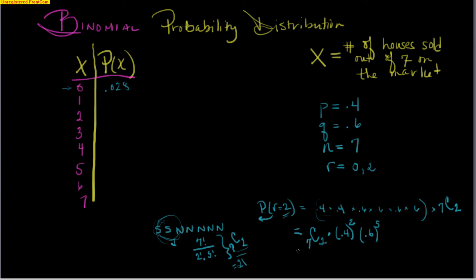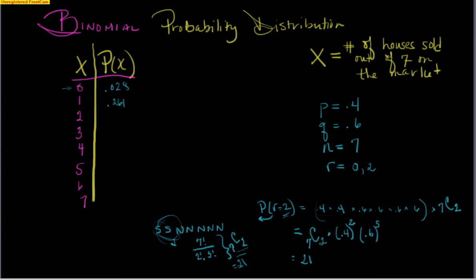And if you work all that out, this is going to equal that 21. You just do it on your calculator. 21 times 0.4 squared. I recommend just hitting enter and then multiplying that times 0.6 caret to the 5 and hitting enter. And you'll see that you should get 0.261.